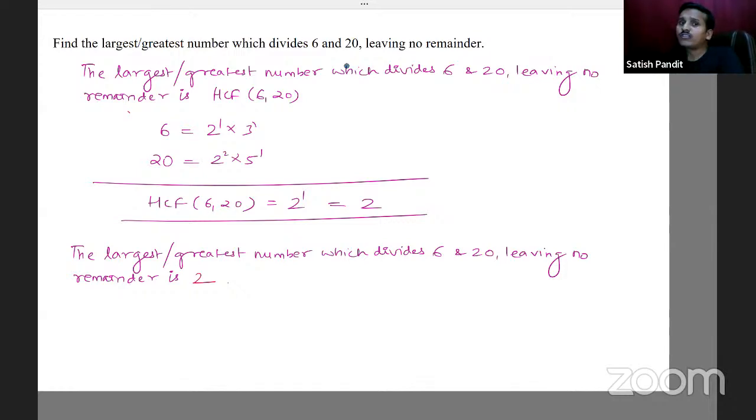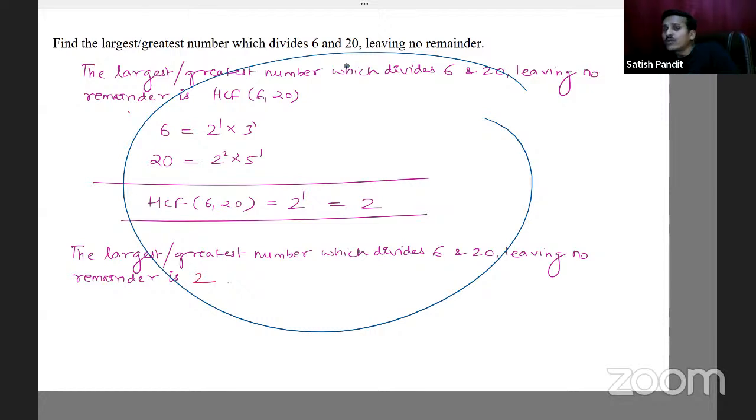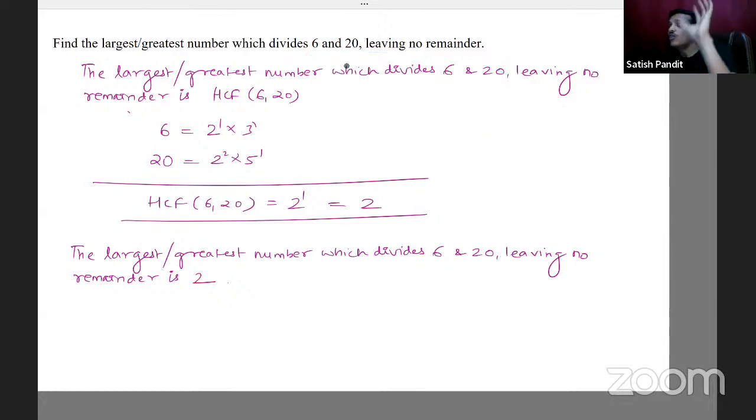That is why I have written the solution, because I don't want to waste time here. You should know what to find. After that, you can find it. HCF of 6 and 20, you can easily find. We have already found out the HCF of 6 and 20. We have already done it. So steps I have written for you.